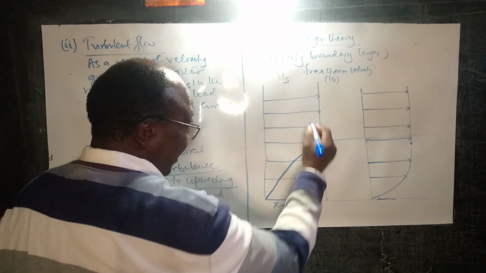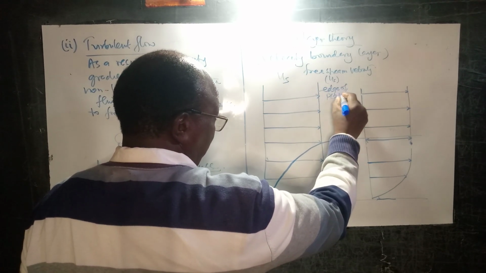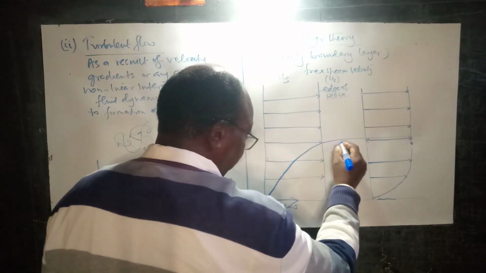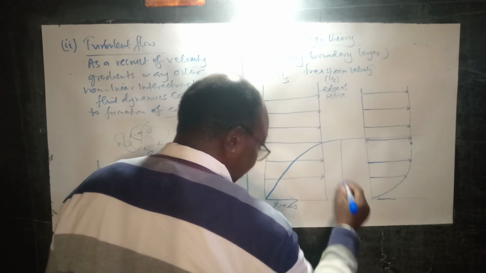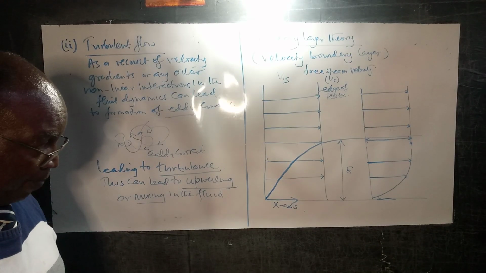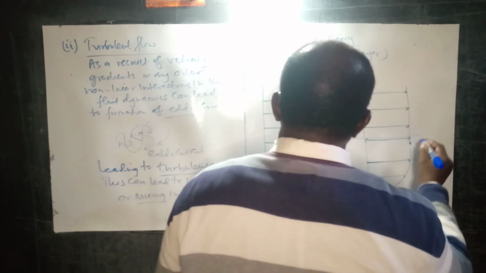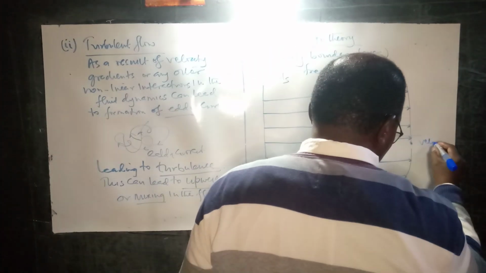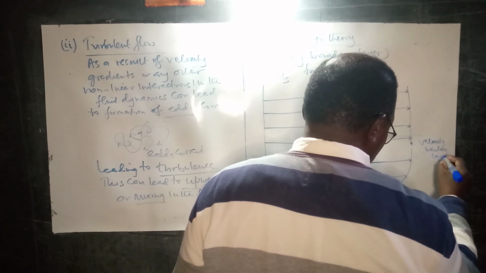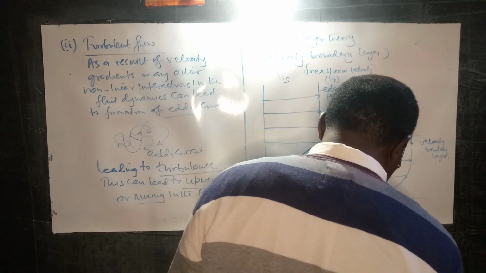At the edge of the plate, we start having a boundary whose thickness we can signify as sigma. And so this is the velocity boundary layer.